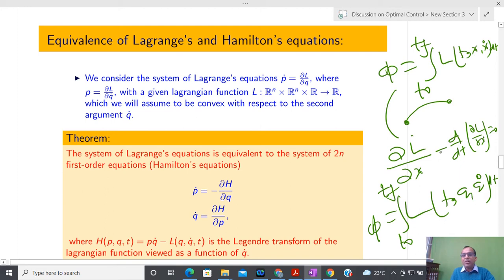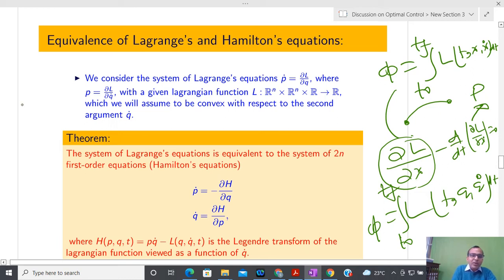Okay, now what I am going to do, I am going to assume this quantity, ∂L/∂x, or ∂L/∂q̇. Or you can think like this: if I define this quantity as p, ∂L/∂ẋ = p, then dp/dt is nothing but ∂L/∂x. Due to that reason, ṗ is ∂L/∂x.